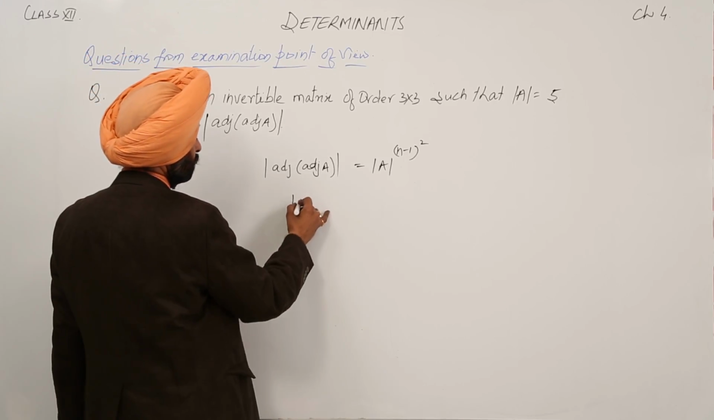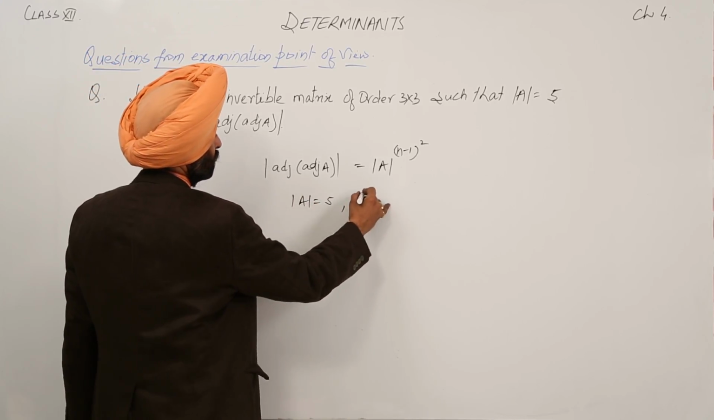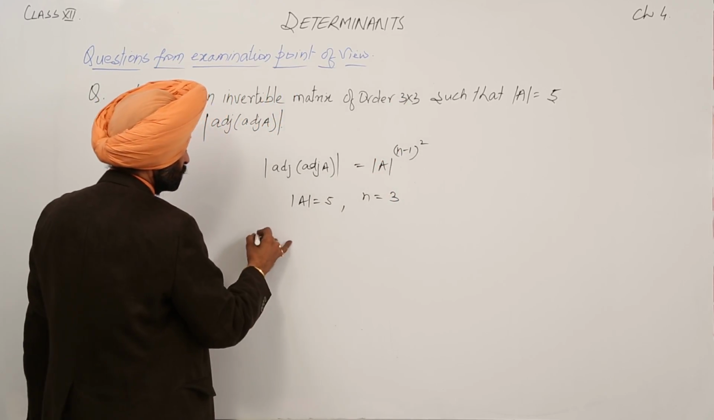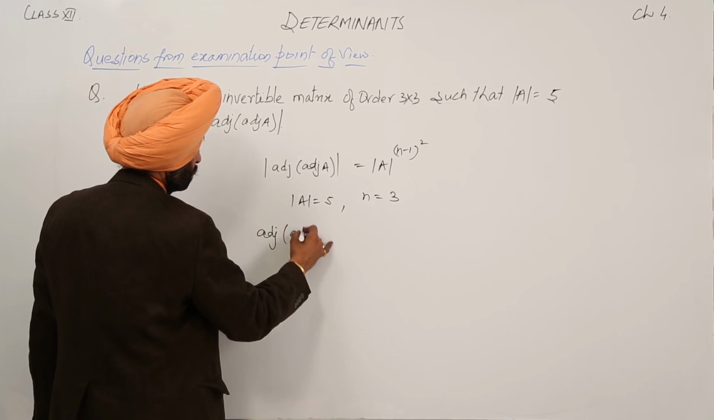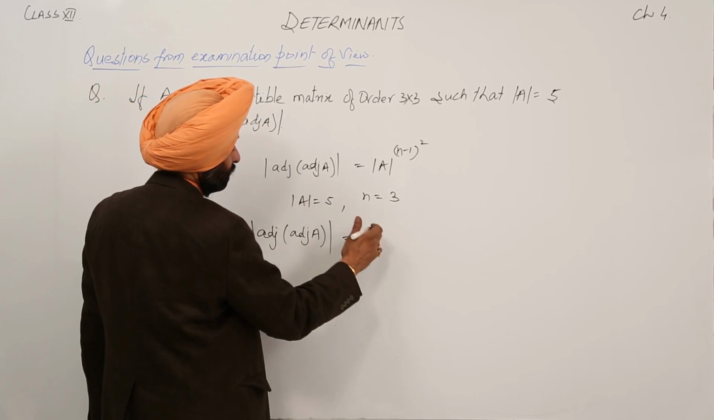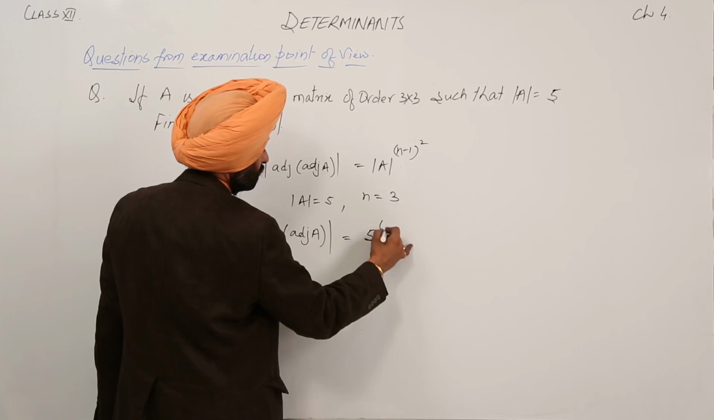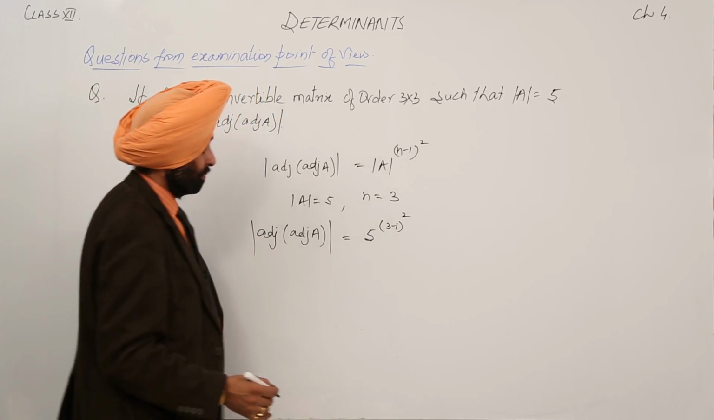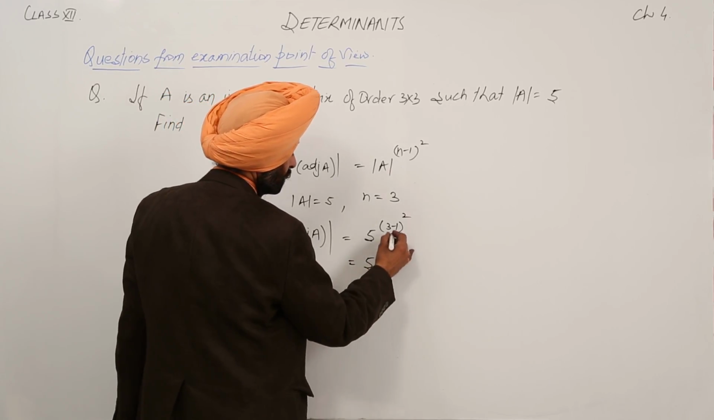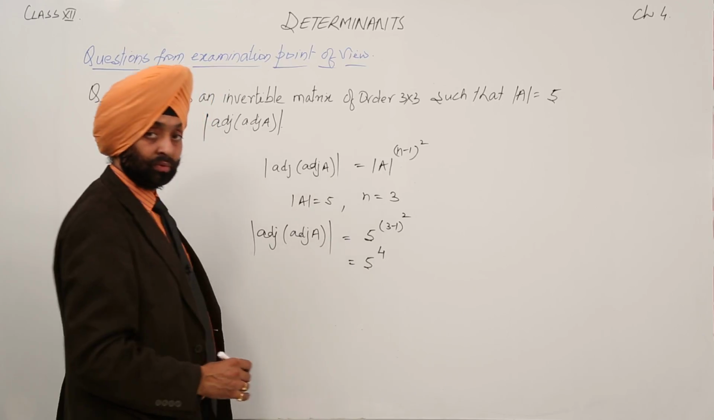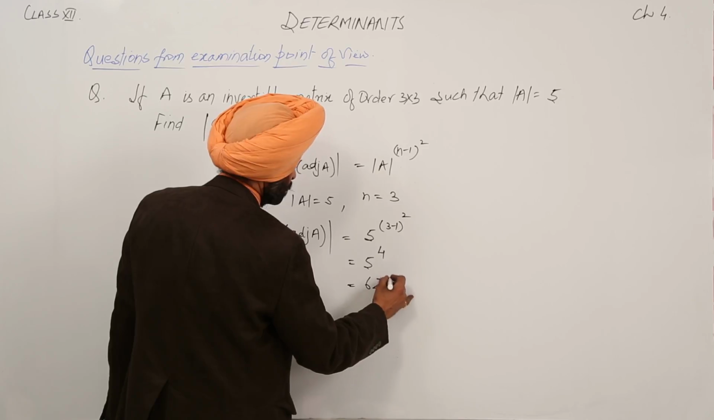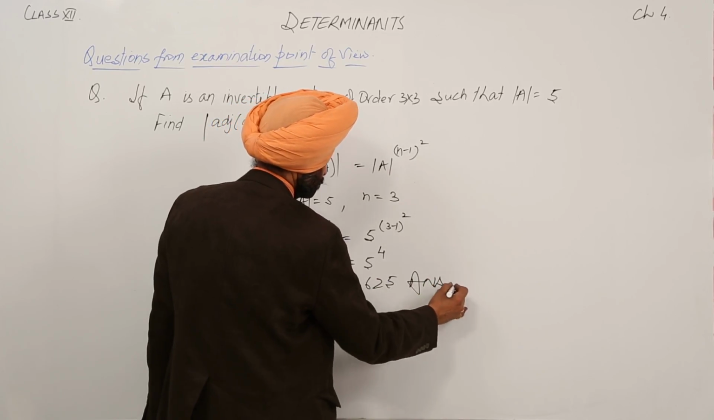Now what is determinant of A? That is 5. What is n? Order of the determinant, that is 3 by 3, so n is 3. So determinant of adjoint of adjoint A is equal to 5 raised to power (3 minus 1) whole. 3 minus 1 is 2. So we have 5 raised to power square of 2, that is 4. 3 minus 1 is 2, square of 2 is 4. So the answer is 625.